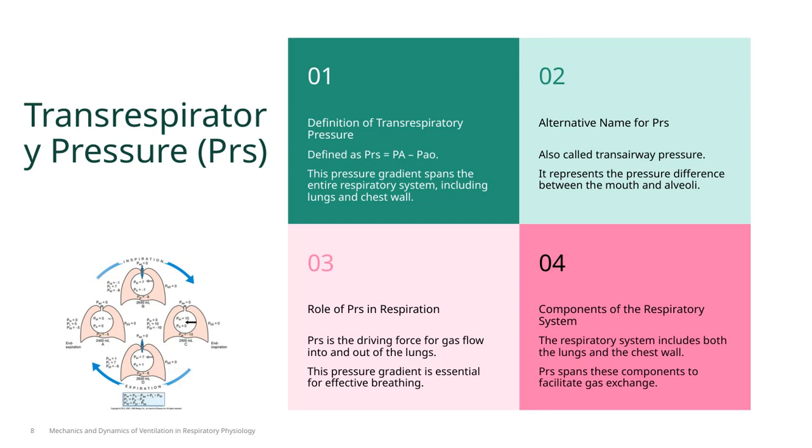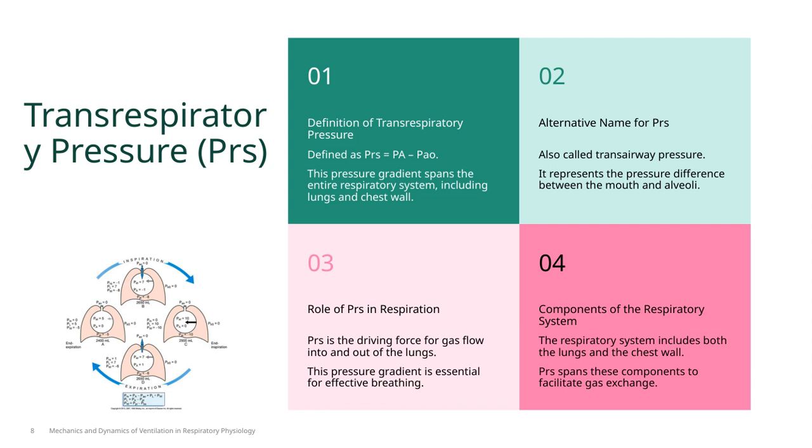Now, let's take a closer look at the mechanics and dynamics of ventilation in respiratory physiology, starting with the concept of transrespiratory pressure. Transrespiratory pressure, or PRS, is defined as the difference between the alveolar pressure, PA, and the airway opening or mouth pressure, POW. So, in simple terms, PRS equals PA minus POW. This pressure gradient is quite important because it spans the entire respiratory system, covering both the lungs and the chest wall. It's this gradient that drives the process of breathing, allowing air to flow in and out of the lungs.